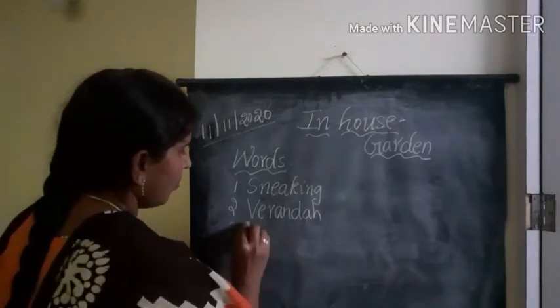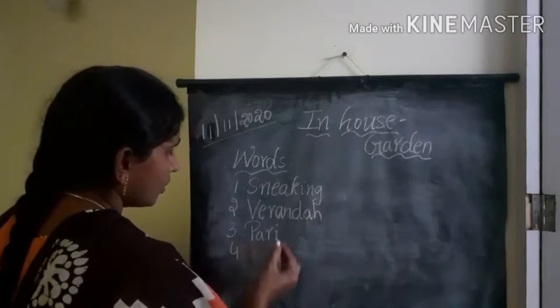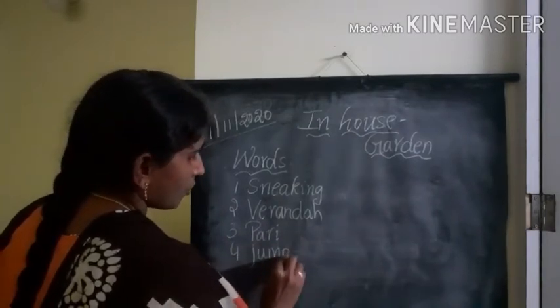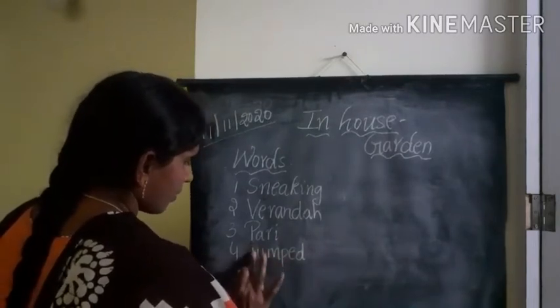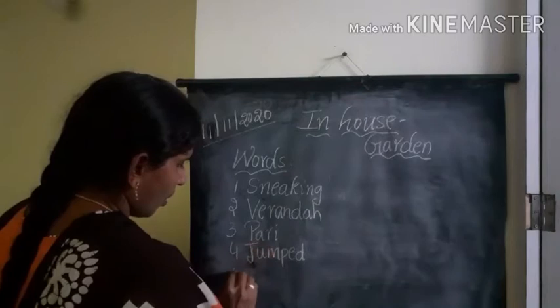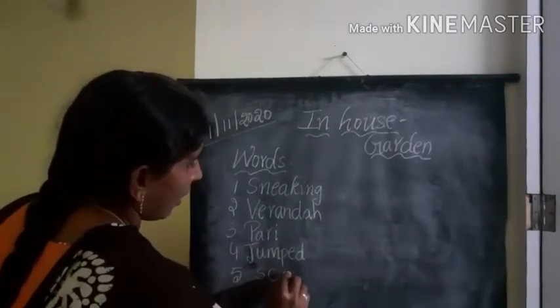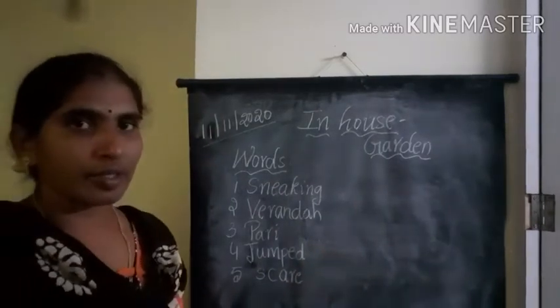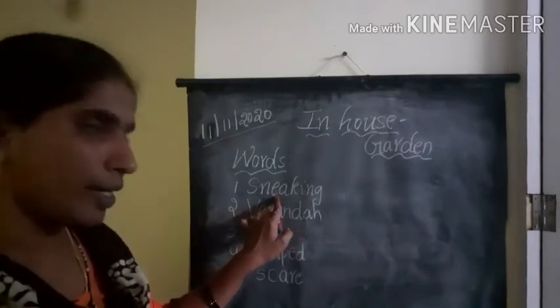What is the girl's name? Pari. What did she do? Jumped on the small plants. And in order to scare. Scare means frighten. Scare means frighten. Sneaking means looking here and there.